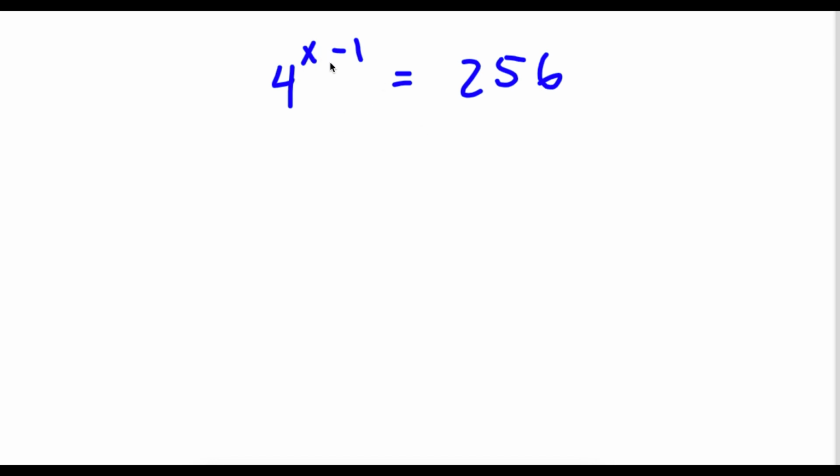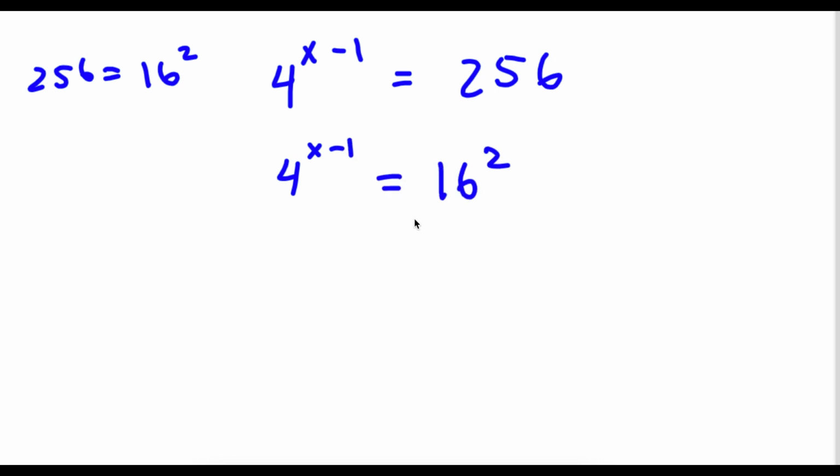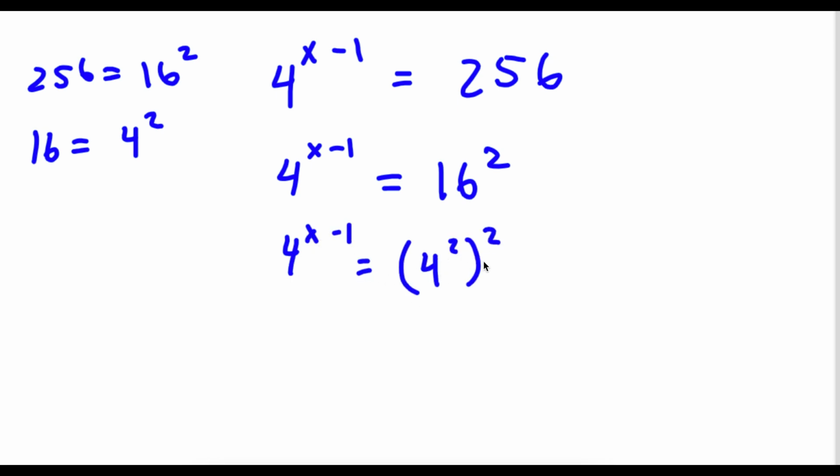Alright, so I have 4 to the power of x minus 1 is equal to 256. Now 256 is equal to 16 squared. So now I have 4 to the power of x minus 1 is equal to 16 squared. Now 16 is equal to 4 squared. So now I have 4 to the power of x minus 1 is equal to 4 squared to the power of 2.